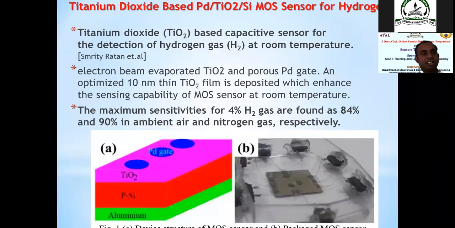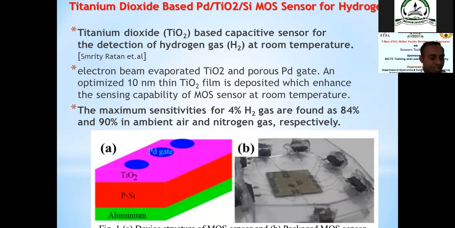So another device structure, what is that? It is a titanium dioxide based capacitive sensor for detection of hydrogen. In earlier cases we have seen some other materials, now titanium dioxide. Here, on top of the titanium dioxide, we have a palladium gate. This palladium gate acts as a catalyst for hydrogen atoms, and the hydrogen atoms diffuse and get absorbed at the metal oxide interface.